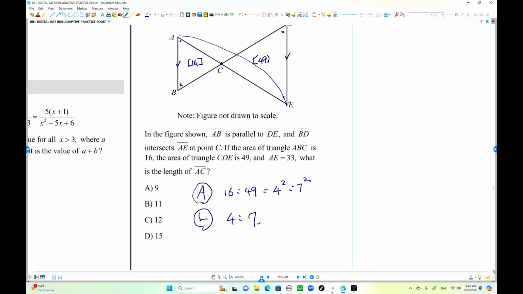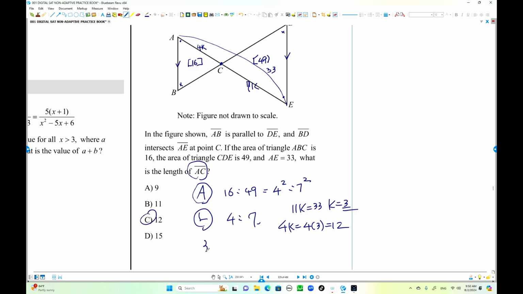From here to here, that is 33. This 4 to 7 is, what, 4K and 7K, right? That is 4 to 7. You can use some letter K. So 4K plus 7K is 11K equals 33, K equals 3, right? But AC equals how much? 4K, right? So 4 times K, K equals 3, equals what? 12 is the answer, okay?